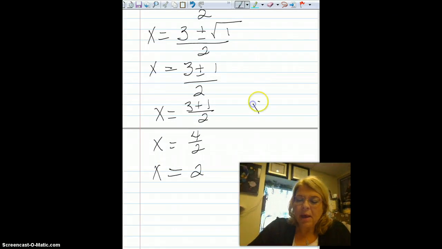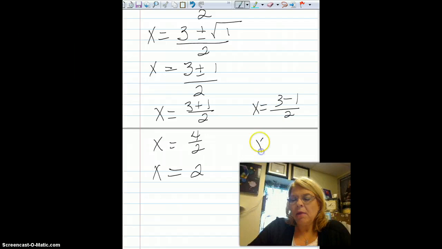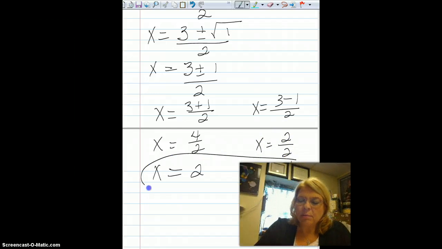Right here I get x equal 3 minus 1 over 2. That gives me 2 over 2, which gives me an answer of 1. There's my 2 answers that I have for this quadratic.